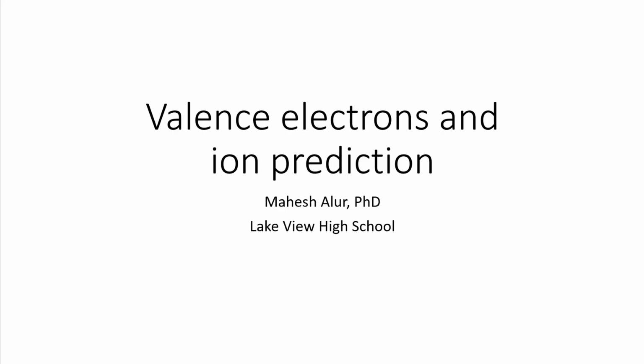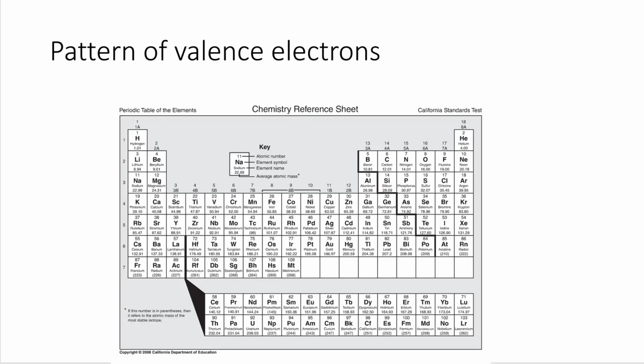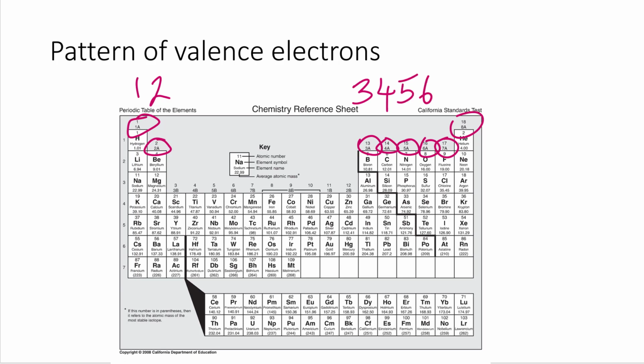Hi everybody, so in this video I'm going to talk to you about valence electrons and ion prediction. As you previously have known, you can predict the charges of valence electrons by their position on the periodic table. In fact, you look at these little A numbers above each group and it tells you how many valence electrons it has. So group 1A has 1 valence electron, group 2A has 2, group 3A has 3, and so on. There is only one exception you need to know, and that is helium, which has 2 valence electrons.